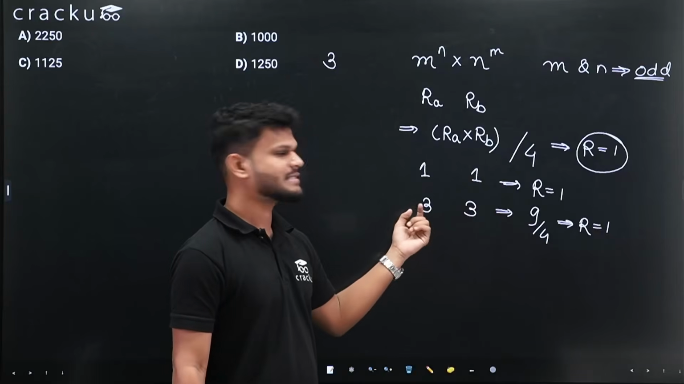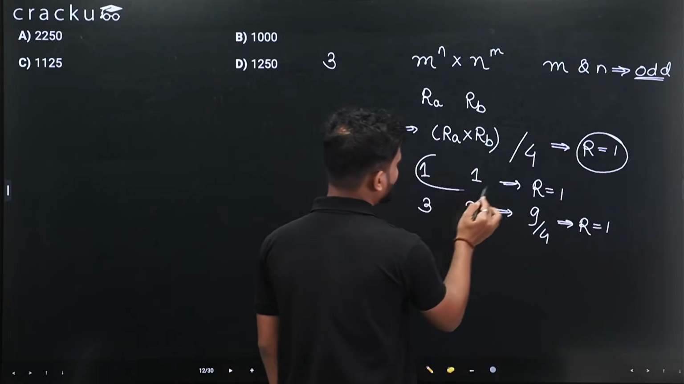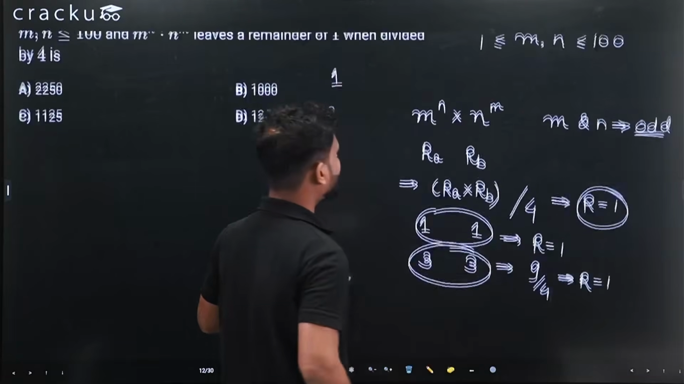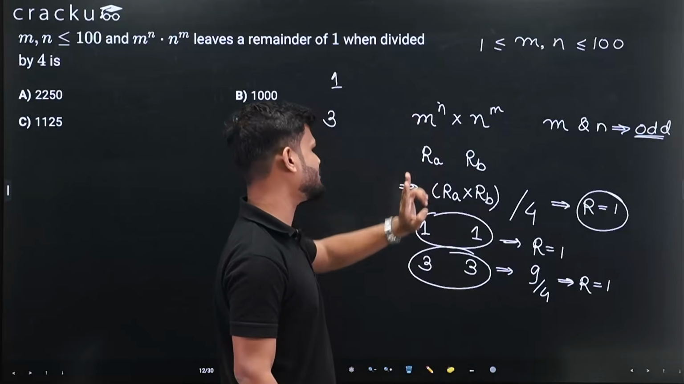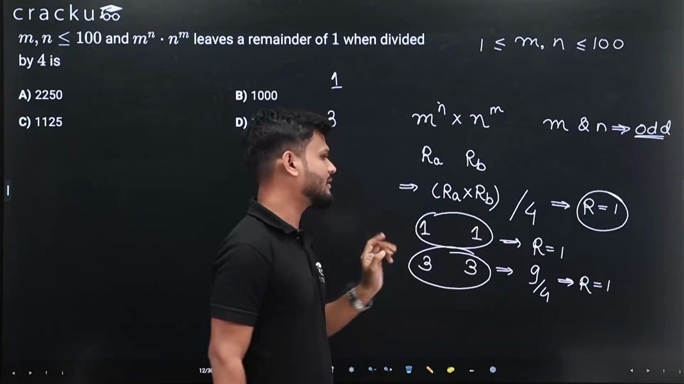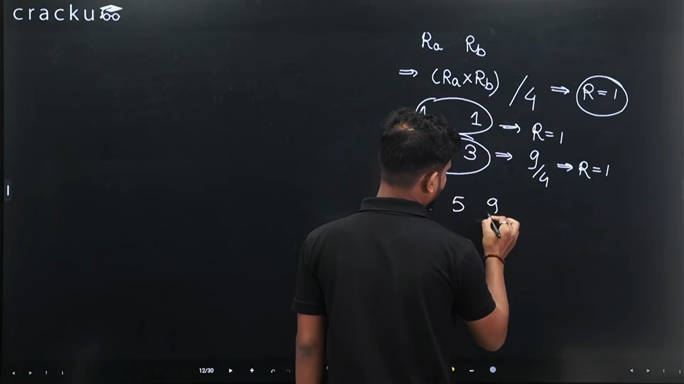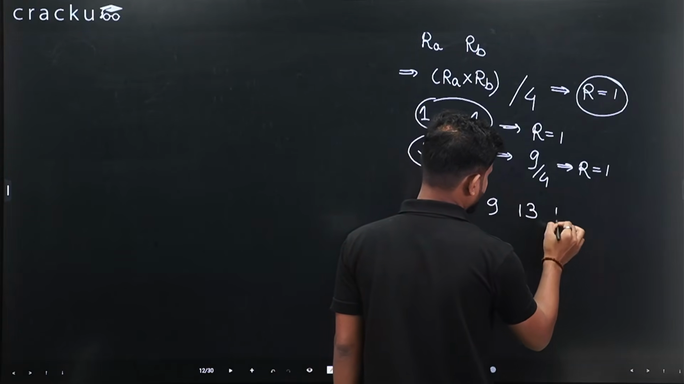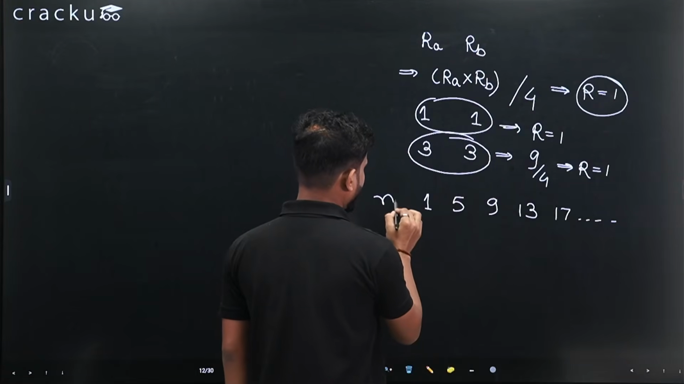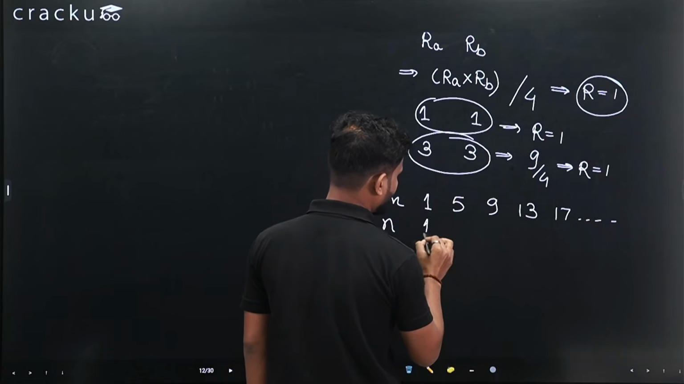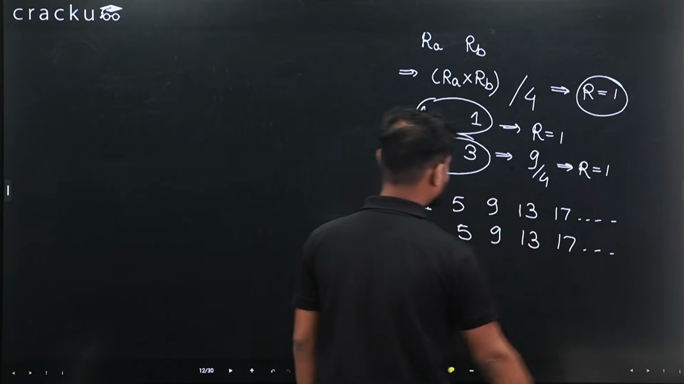If one of them is 1 and the other is 3, then the remainder won't be 1. So we have only two cases. So we want m such that, forget about this power, the remainder is 1. What are those numbers? They can be 1, 5, 9, 13, 17 and so on, right? Also n can be 1, 5, 9, 13, 17 and so on.